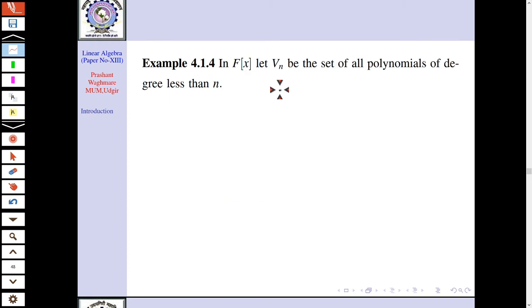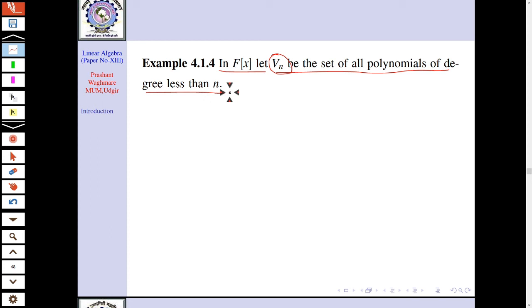Now this next example is a particular case of the previous example. See here, in F of x, let V n be the set of all polynomials of degree less than n. Here I am restricting the degrees of the polynomials. So I am considering V n as the set of all polynomials of degree less than n. What happens if I consider the degree exactly equal to n? Will it form a vector space?